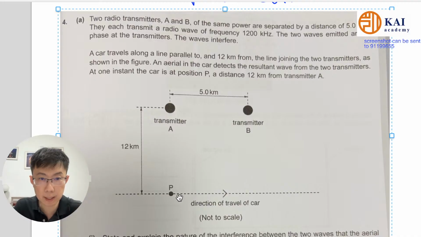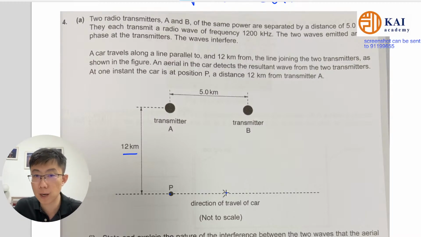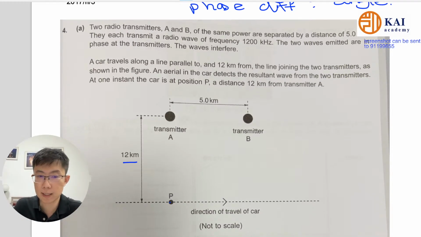And there's an aerial. The aerial in the car detects a resultant wave. Once we see something like this, we know this is a superposition interference question because there are two sources sending a wave to a point. So, two source interference. At one instant, the car is at position P, a distance of 12 km from transmitter A. The first question asks us to state and explain the nature of the interference between the two waves received at point P. This is what I call a formation question. That means at this point, is it maxima or minima, due to constructive or destructive interference respectively?